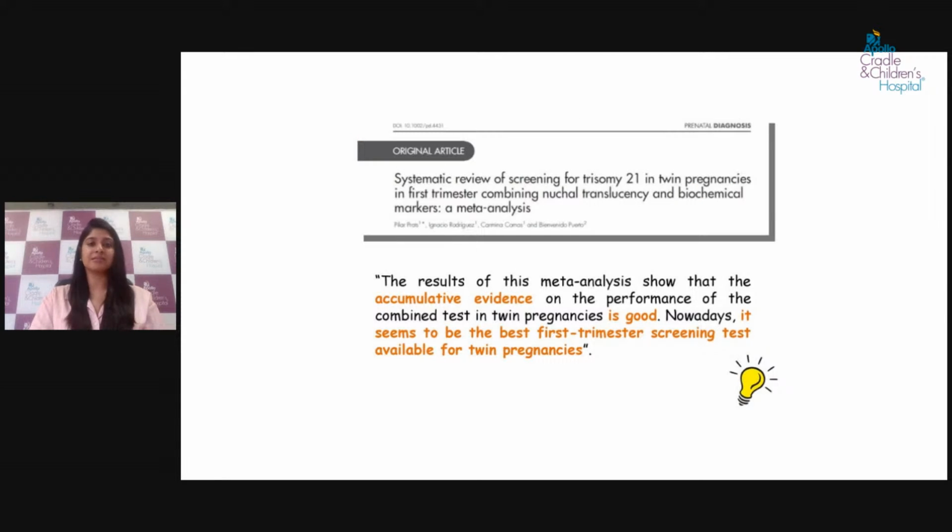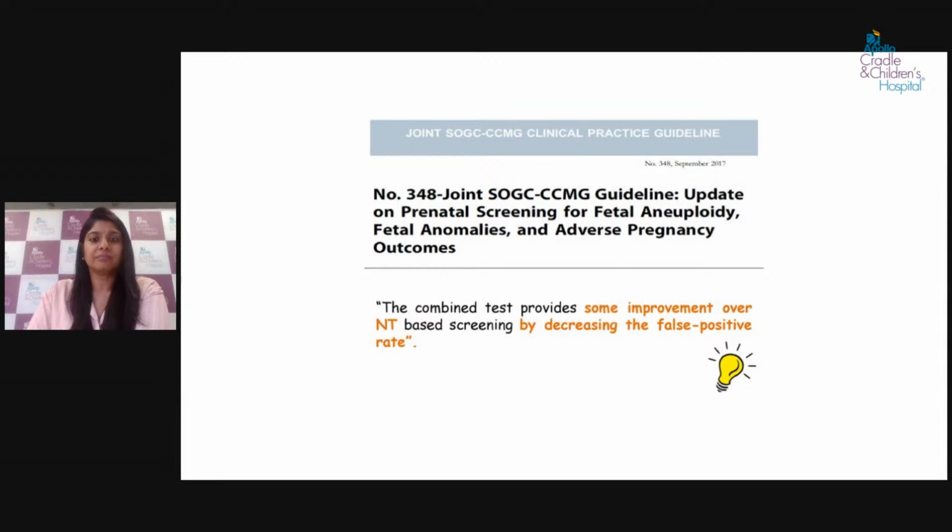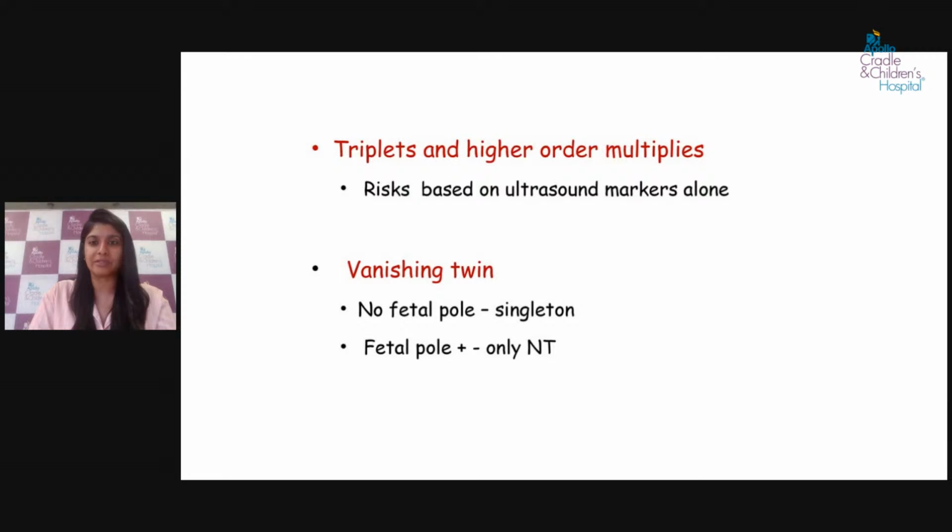There is this article which says the results show that the cumulative evidence on the performance of the combined test in twin pregnancies is good. Nowadays, it seems to be the best first trimester test available for twin pregnancies. The combined test provides some improvement over NT based screening. Before, we would only do NT based screening and not do serum biochemistry for these pregnant women, but now the combined test provides some improvement over NT based screening by decreasing the false positive rate. This is an article published in 2017.